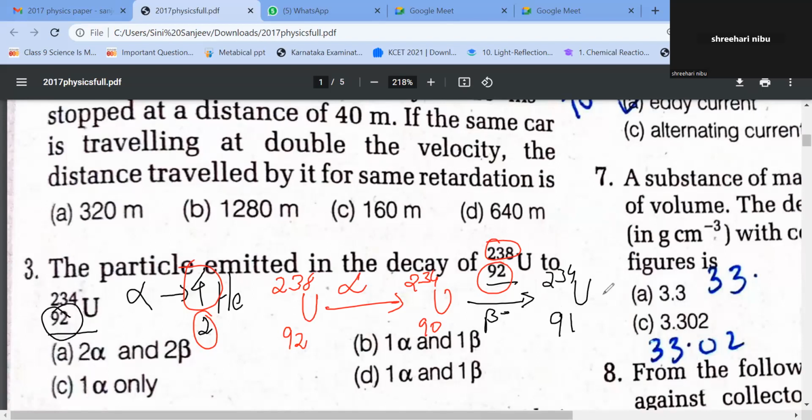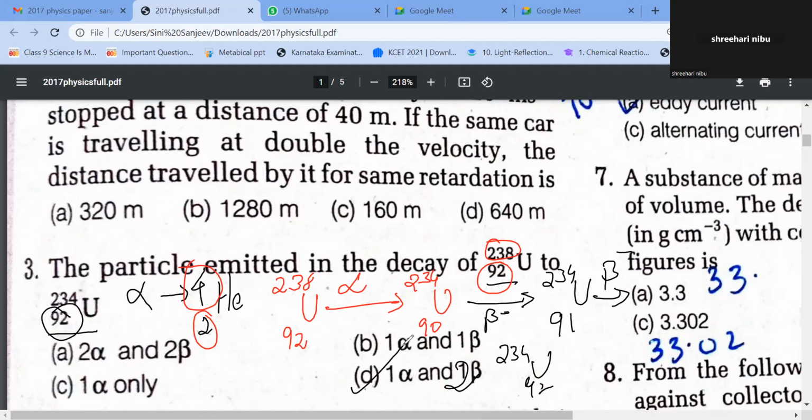92. Which means it should undergo how many beta? One more beta. Then two times beta. So uranium 92 and here it is 234. So 1 alpha and 2 beta. I just changed the option here. This one is 2. So option D. So 1 alpha and 2 beta.